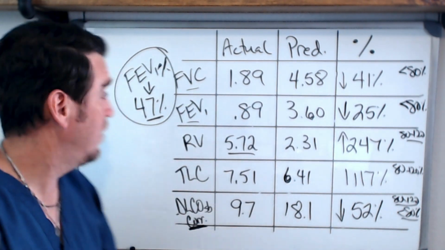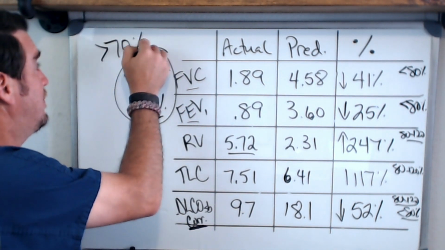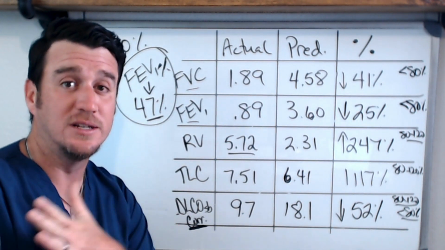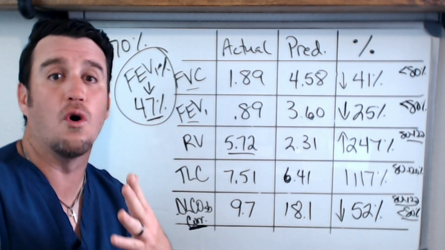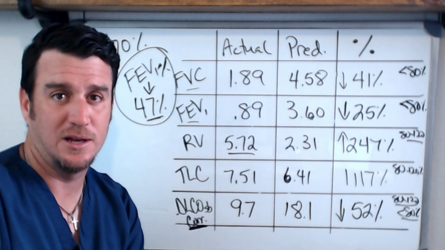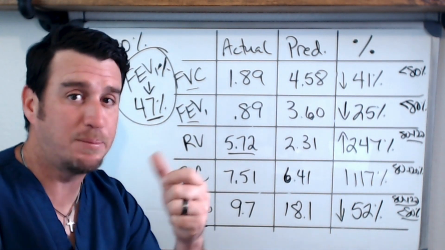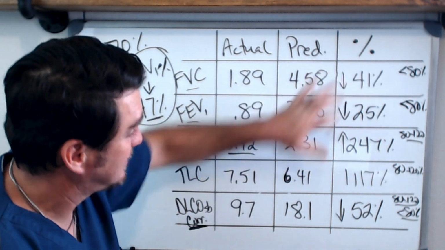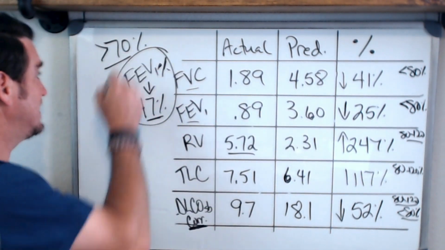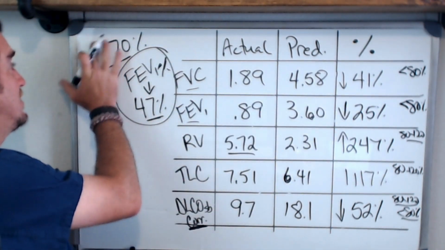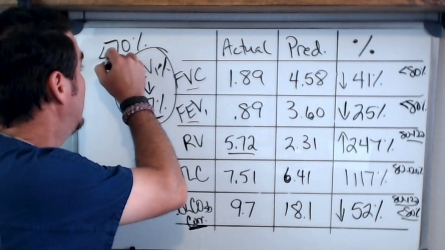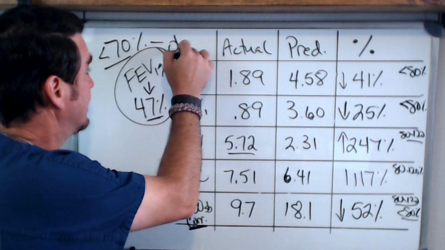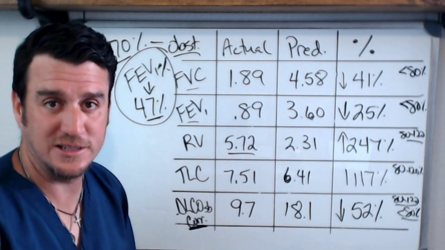Now, we know that greater than 70% is normal. That means that somebody with a normal lung situation or a restrictive lung disease would be able to get out 70% of that volume, even if that initial volume was decreased, just like this. But that's not the case. We're less than 70%. Okay, greater than 70% is normal. We are less than 70%. And so we are looking at an obstructive lung disease.